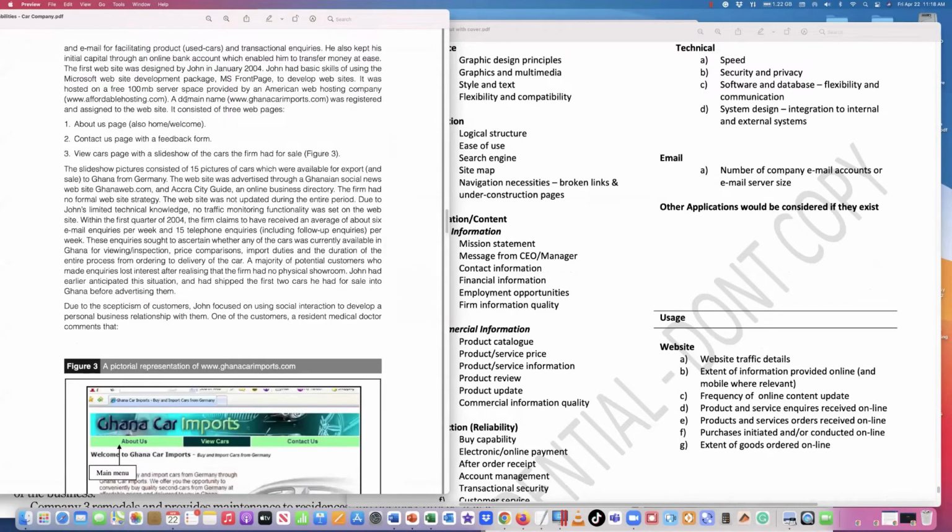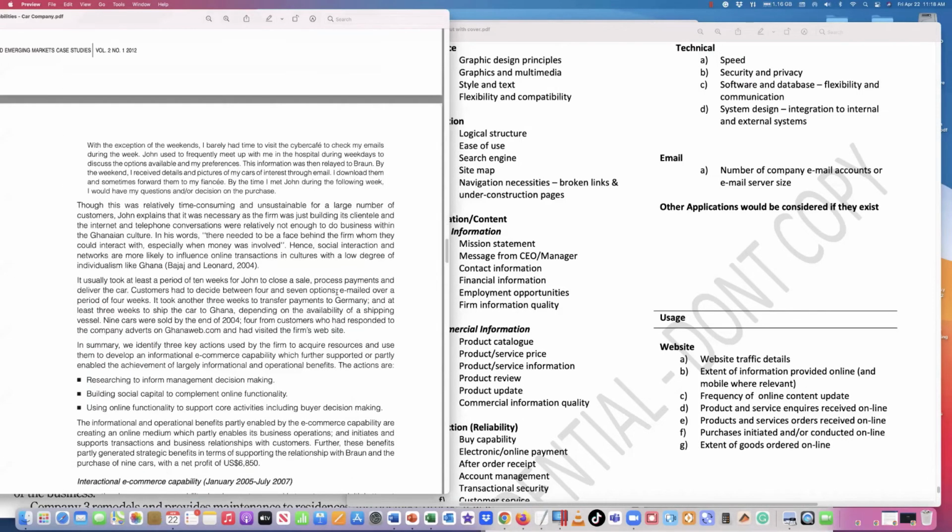Good, look at it. The domain name was carimports.com. It consists of 3 pages: about us, contact and review page. The slideshow consists of 15 pages of cars which are available. The website was advertised through Ghanaian social media and social news websites. The website was not updated during the entire period. Do you understand what I'm trying to say? How many businesses came to the website is mentioned. How many phone calls were received? It's mentioned. What kind of information was on the website? It's mentioned. It's coming from the artifact examination.